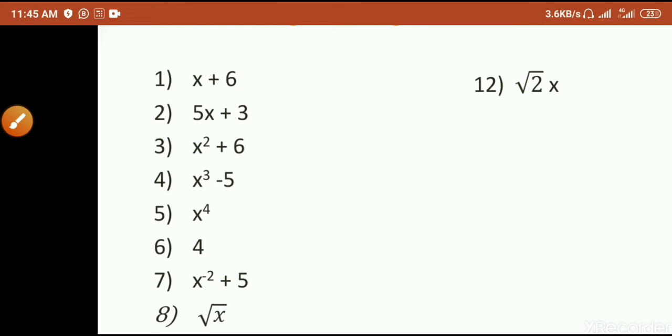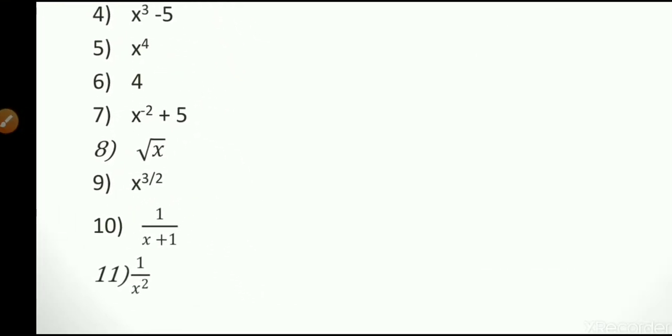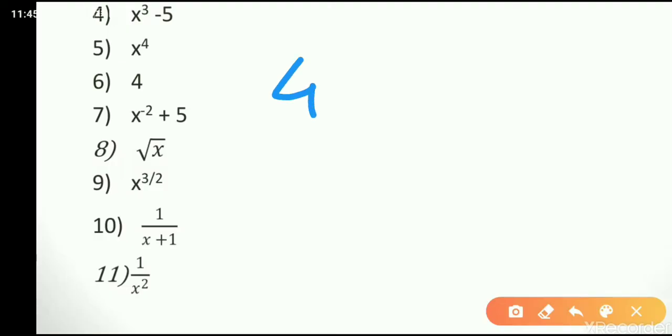Now we'll start from question number 6. So what about question number 6? The only expression is having a number 4. It is having no variable. So how will you compare? If variable is not there, that means take a variable and give power of 0, because anything raised to 0 is 1. So x raised to 0 will be 1 and 4 into 1 will be again 4.